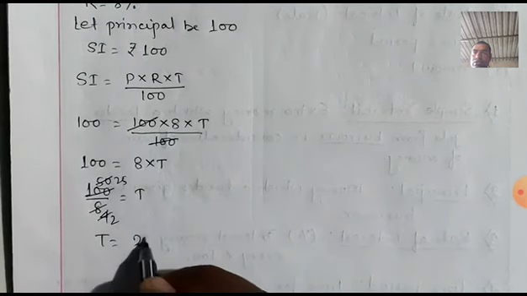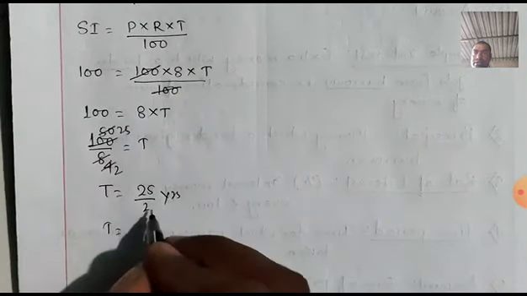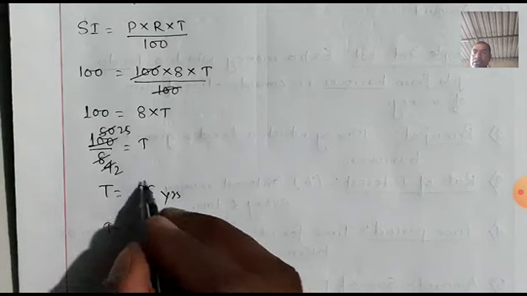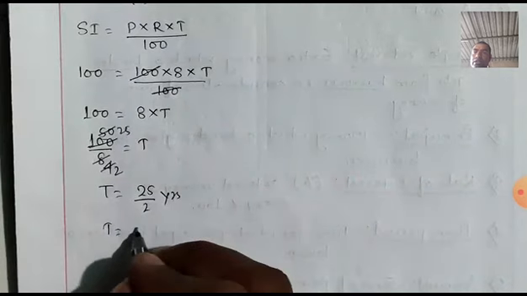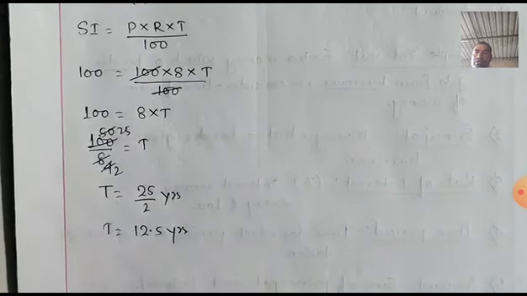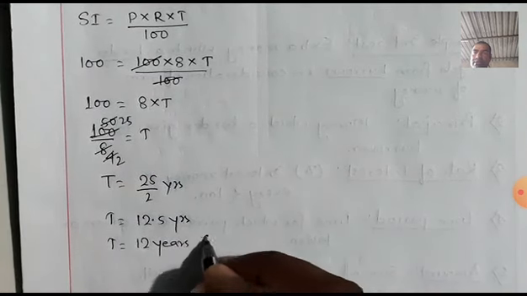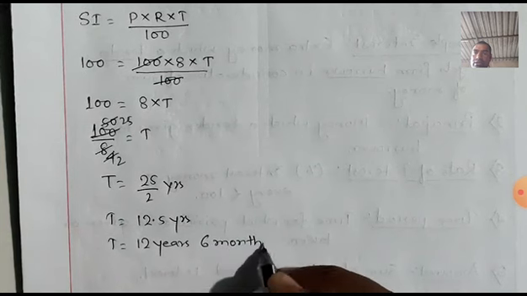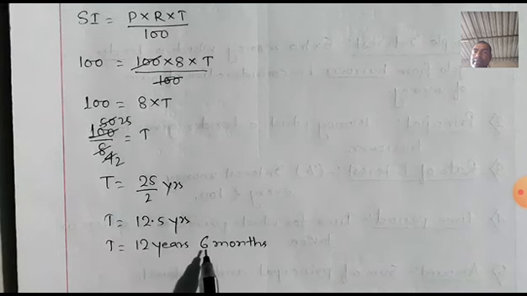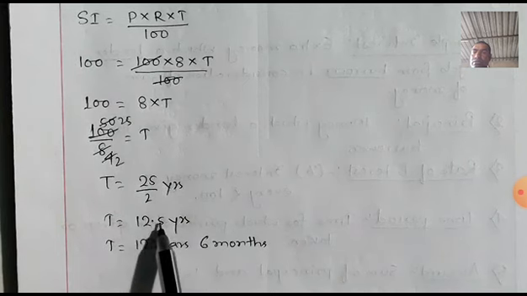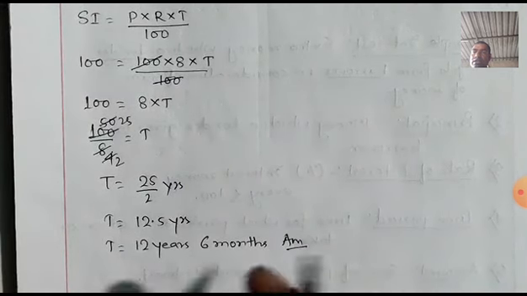So T is equal to 25 upon 2 years. That means T will be 25 by 2 after dividing, so you will get the answer 12.5 years. 0.5 years means half year, that means 6 months. So 12 years 6 months, because it is given 0.5. Half year means 6 months, so that's why I have written here 6 months. 12 years 6 months, this is your answer.